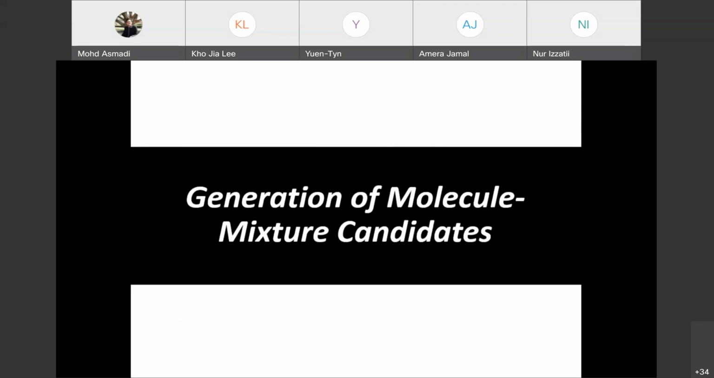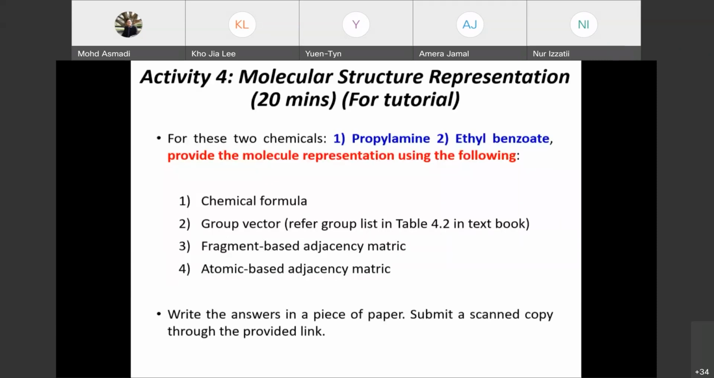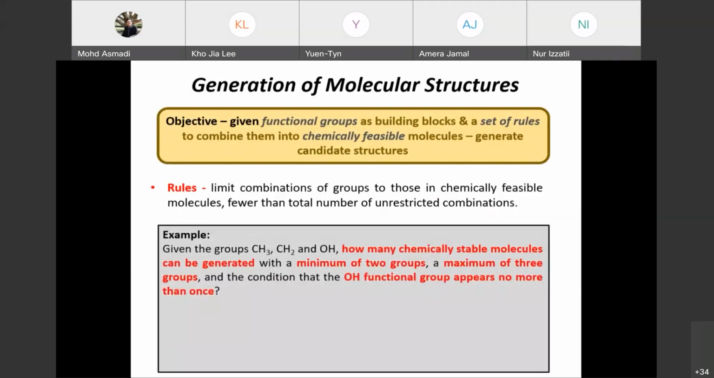Okay, so in this subsection, first the molecule structure generation, and then we will focus on the mixture blend candidates. So for the generation of the molecule structure, since the aim is to have the given functional groups as building blocks and a set of rules to combine them into chemically feasible molecules, it is needed to generate the candidate structures.